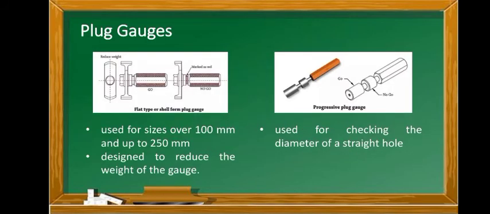The other kind is the flat type or shell form plug gauge. This type is used for sizes over 100 mm and up to 250 mm. Two pieces are used, one go gauge and the other a no-go gauge. This type is designed to reduce the weight of the gauge. Next is the progressive plug gauge. These plug gauges are used for checking the diameter of a straight hole. The go gauge checks the lower limit of the hole and the no-go gauge checks the upper limit.